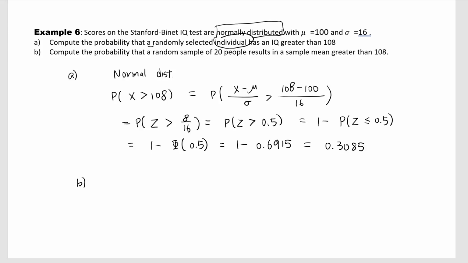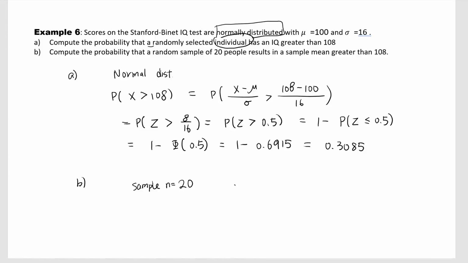So part A is we just pick one individual, one person. And part B, compute the probability that a random sample of 20 people. So we have 20 people, so we have a sample. The sample size n is 20. Compute the probability that a random sample of 20 people results in a sample mean greater than 108.